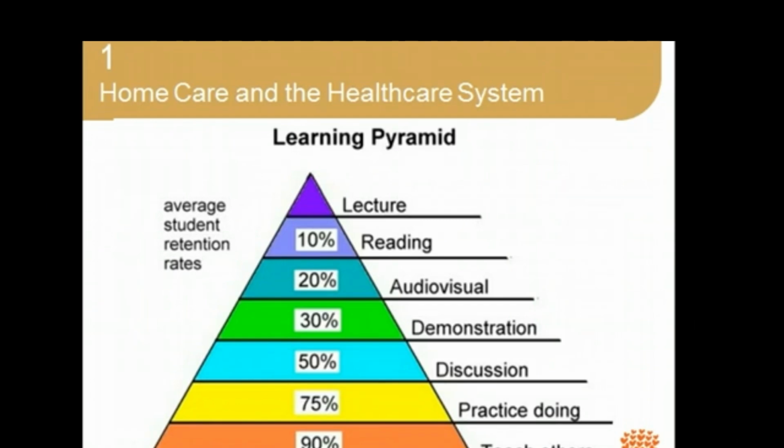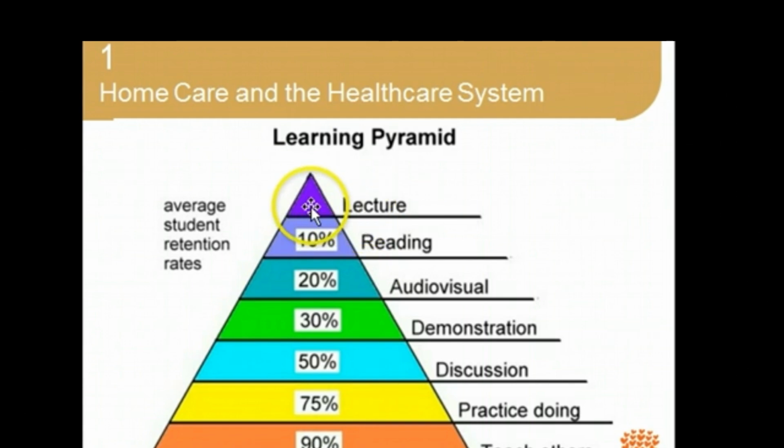I find this learning pyramid really helpful. So when you look on the left there and it says average student retention rates, this is how much you could think of it as how much we remember from sitting in a lecture, reading, looking at an audiovisual presentation, maybe watching a demonstration, having discussion, so on and so forth. And you can see our retention increases as we do these other things.